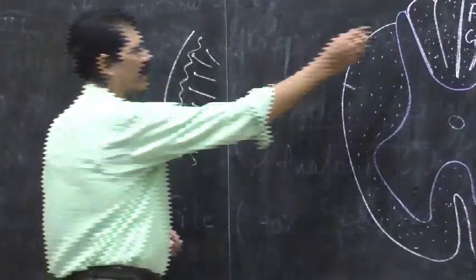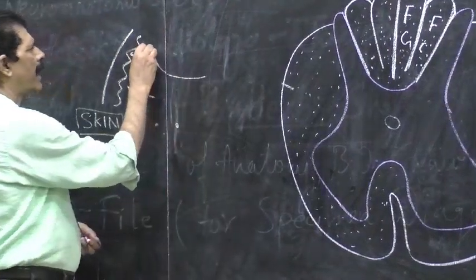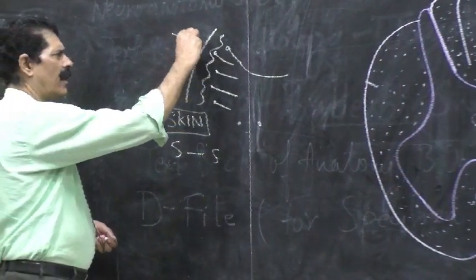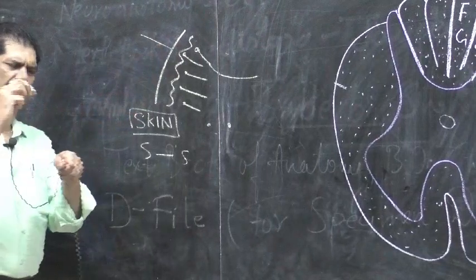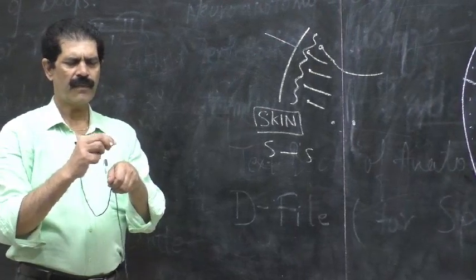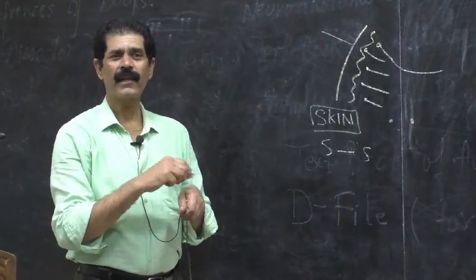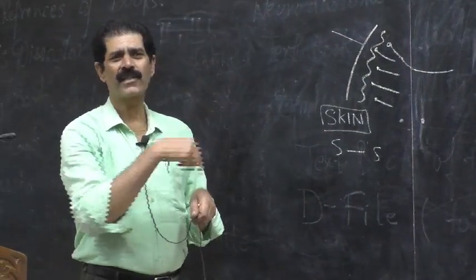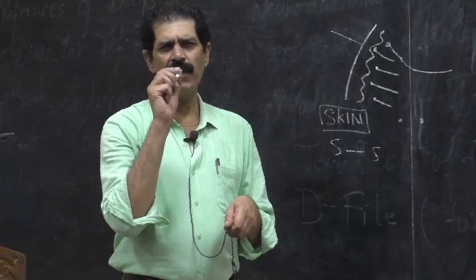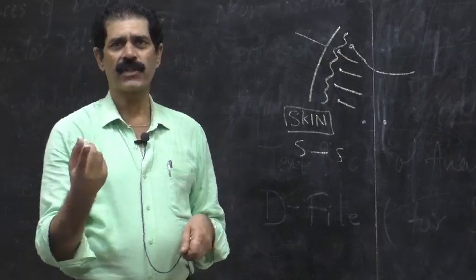So when we trace these fibers, we see that they are carrying the fine touch. Fine touch means when the tip of a fine needle touches the skin from head to toe, any part of the skin, even that can be felt by our skin. Our skin is so sensitive that even the fine tip of a needle can be sensed. So the fasciculus gracilis and cuneatus carry these sensations.